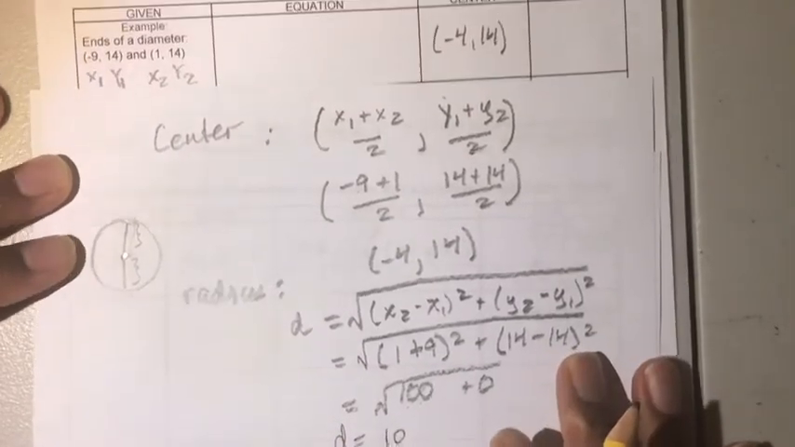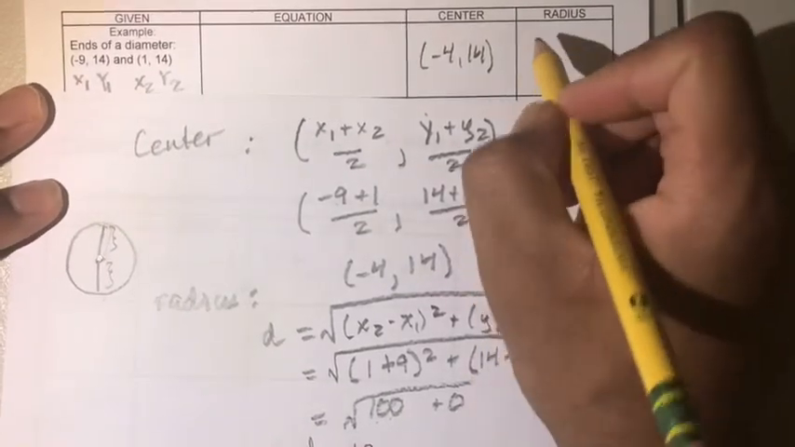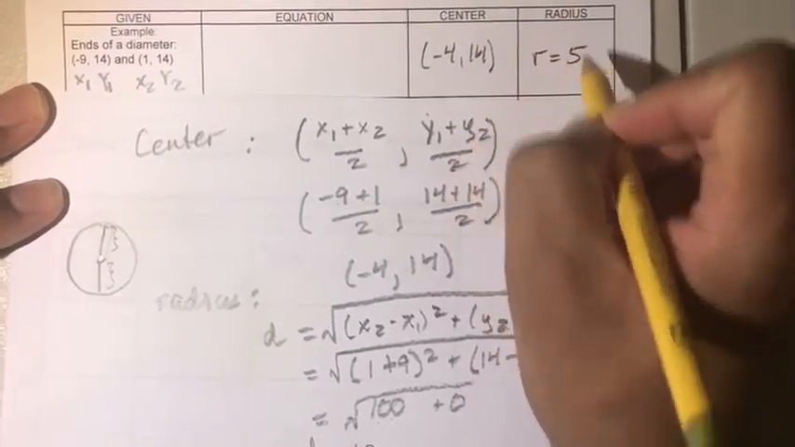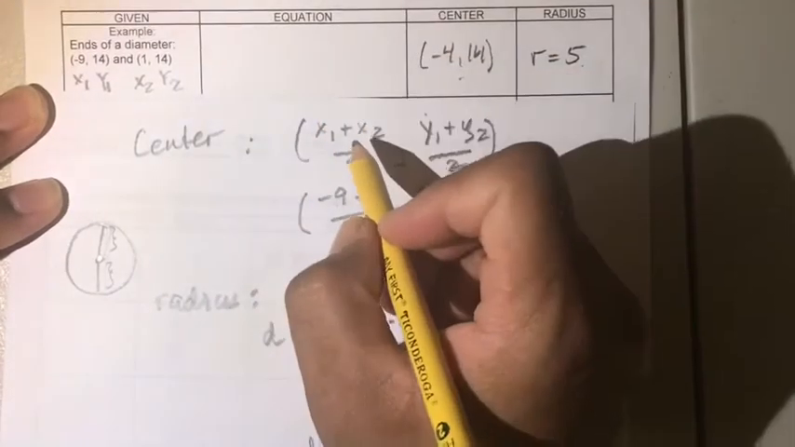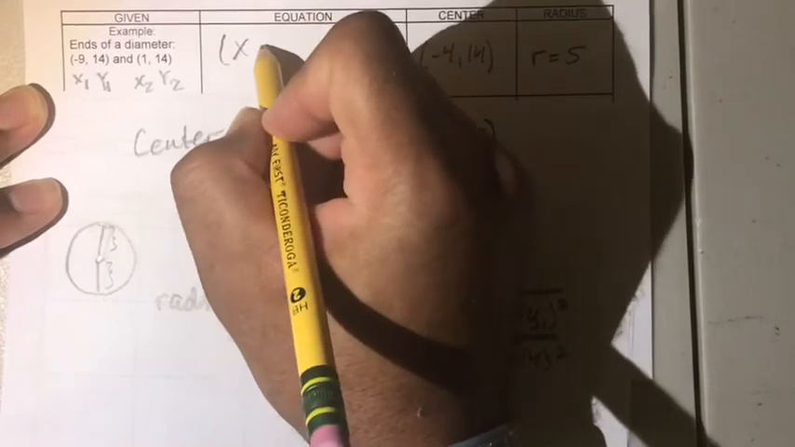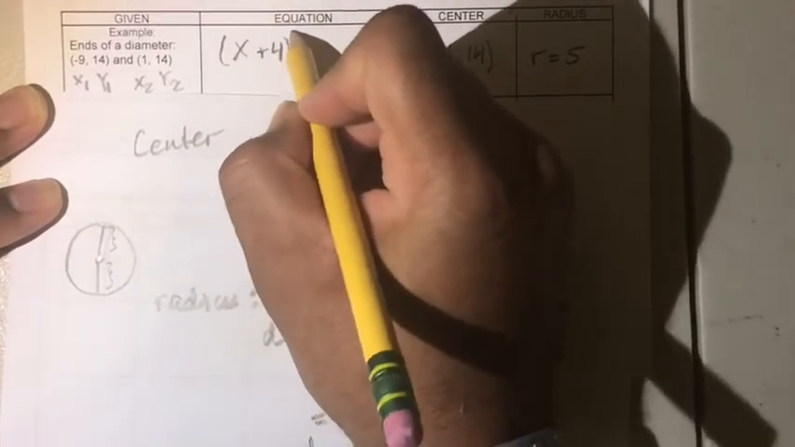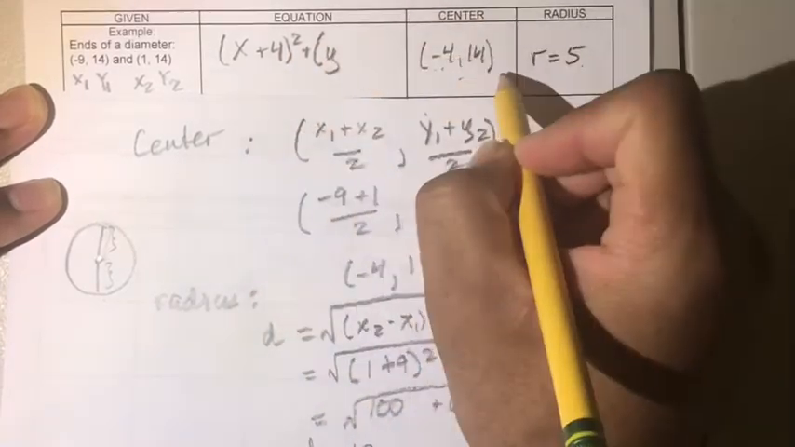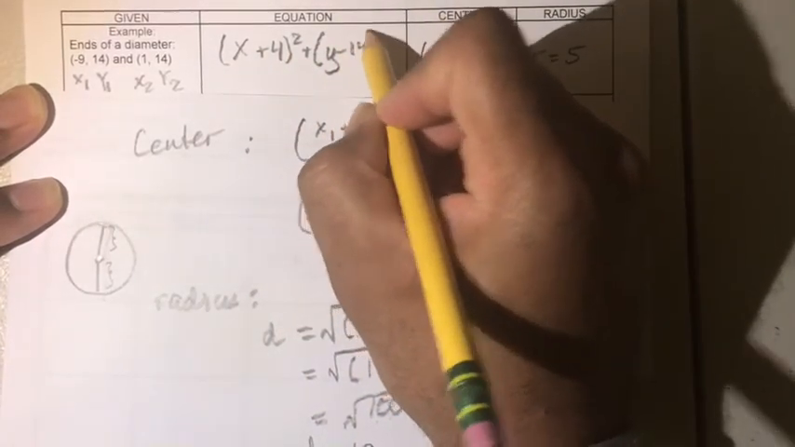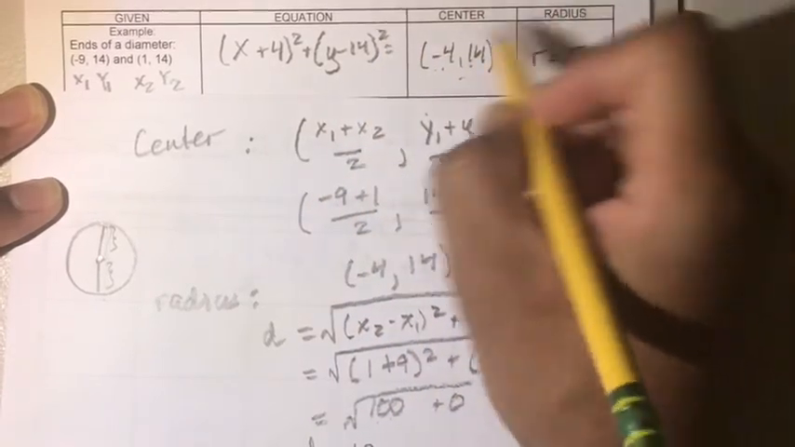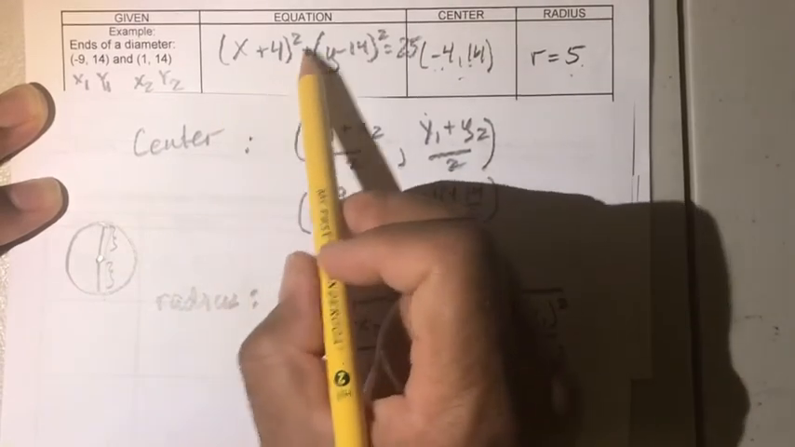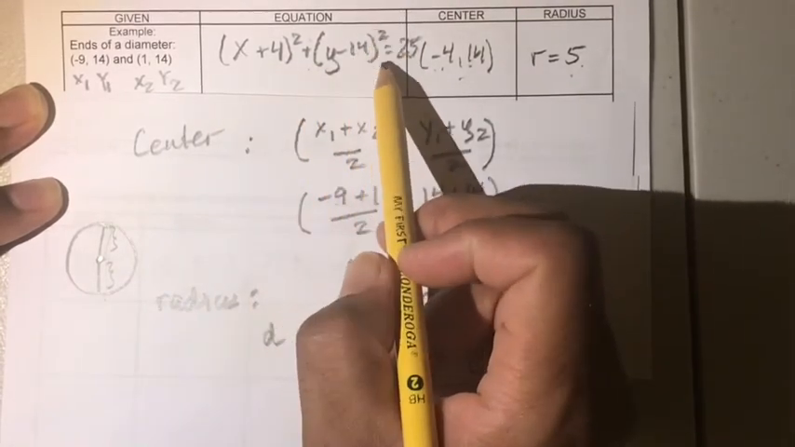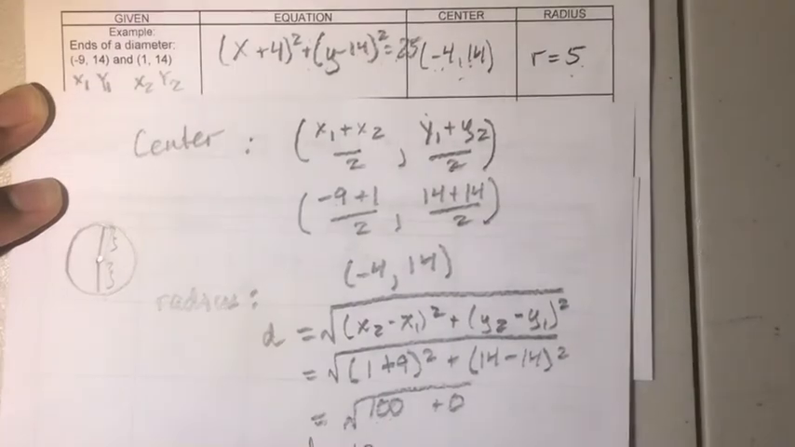But I don't want the diameter, I want the radius. So the radius is half the diameter, radius is 5. Now that I have the center and the radius, I can now write the equation. X minus a negative is plus, y minus 14 equals the radius squared, 25. X plus 4 squared plus y minus 14 squared equals 25. Now you try.